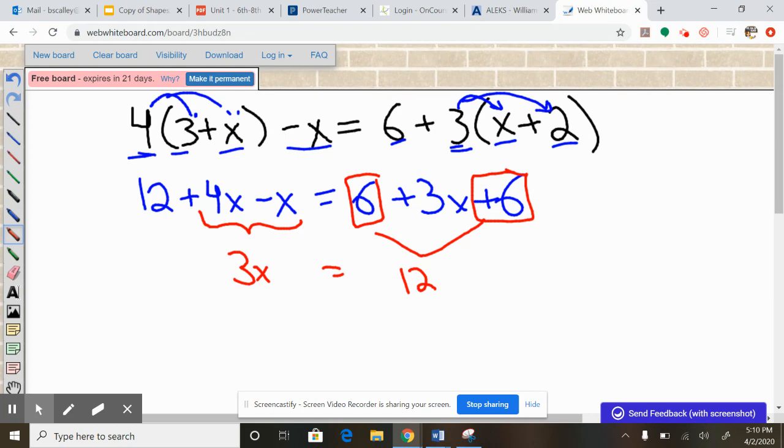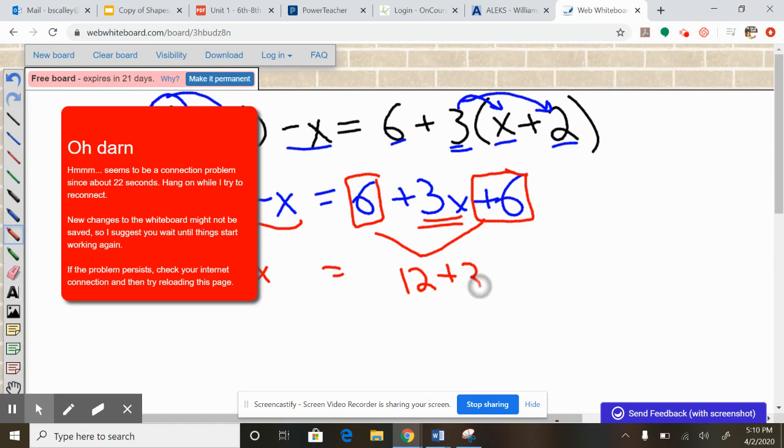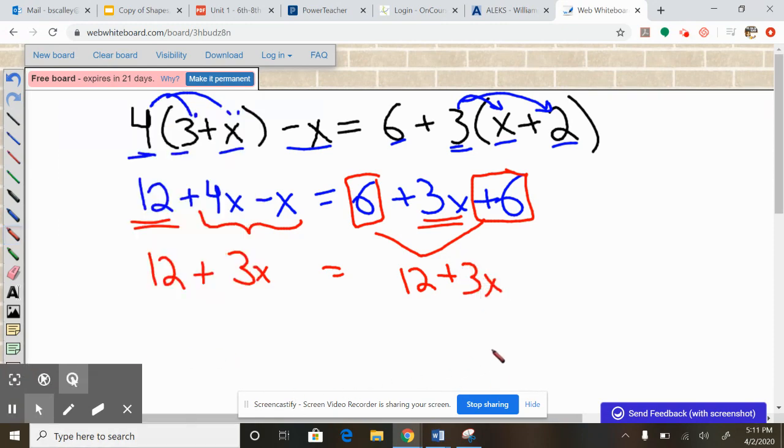Now, there's a couple things I haven't done anything with, like the 12 on this side. I'm just going to bring it down. And the 3x on this side, I'm just going to bring that down. Now you might notice it already, but this equation is getting a little weird. If you look at both sides of the equation, they're the exact same thing right now. That says 12 plus 3x is equal to 12 plus 3x, which is obviously true because they're the same thing.